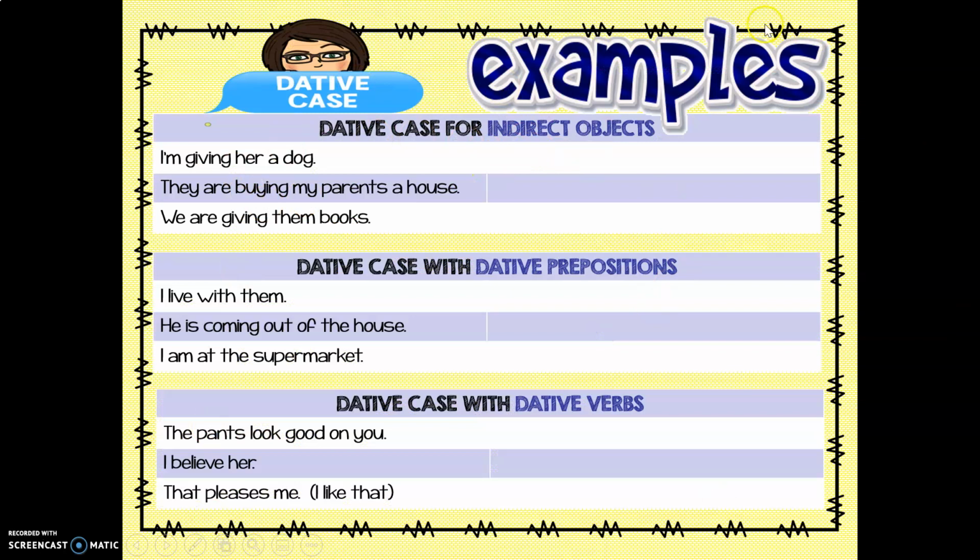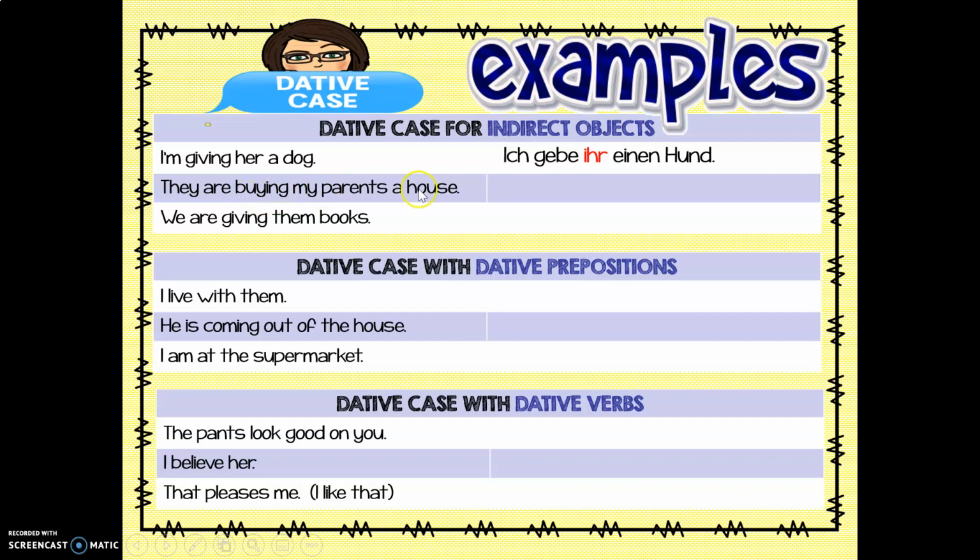So, just as an overview, here are some examples of the different ways we're going to use the dative case. This is the dative case for indirect objects. These are things that answer the question to whom or for whom. I'm giving her a dog. I give what? Dog. This must be in the accusative case. To whom am I giving the dog? Her. This must be in the dative case. Ich gebe ihr einen Hund.